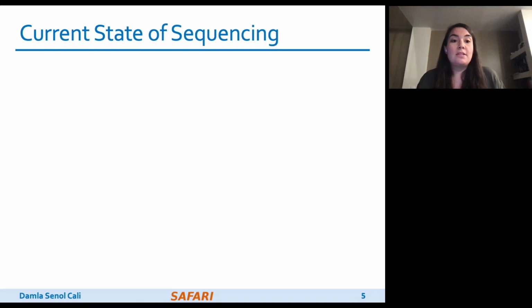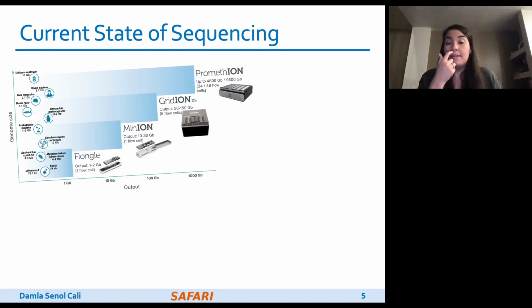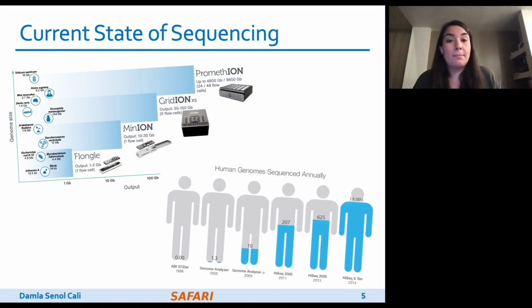As the sequencing devices become cheaper and more accessible, the amount of genomics data that is being generated gets much and much higher. For example, this is an example from Oxford Nanopore. As the devices become larger in number but also available, we are seeing a huge increase in the amount of genomics data that we are producing. Or this is an example from Illumina. Even in 2014, each year we were able to generate more than 18,000. It is even higher right now in 2021.